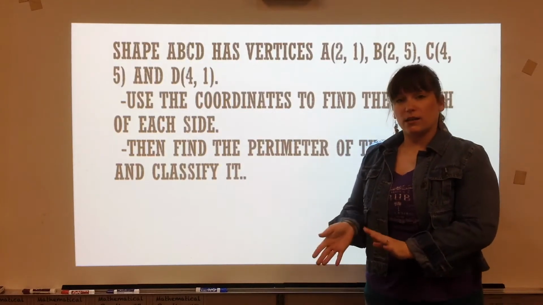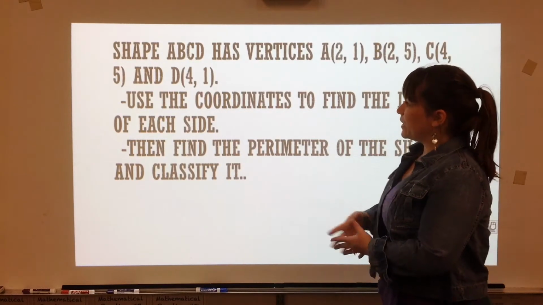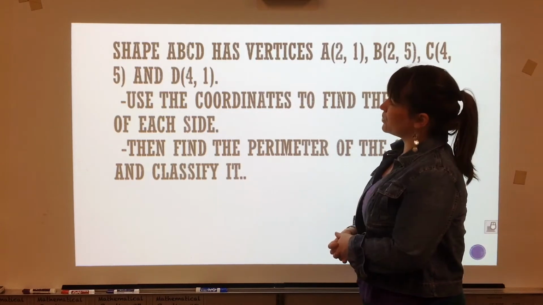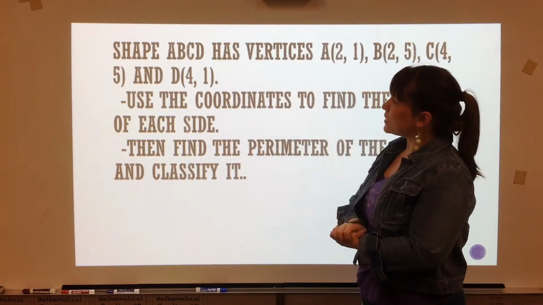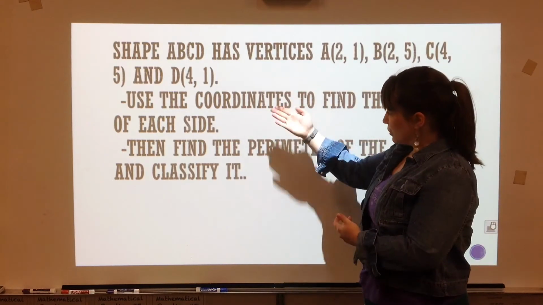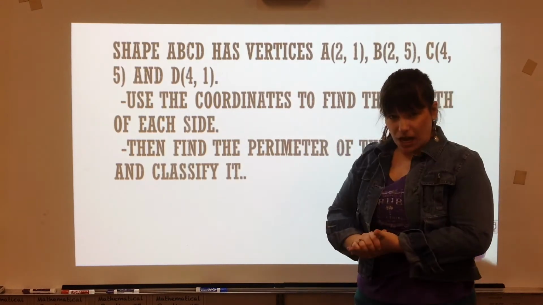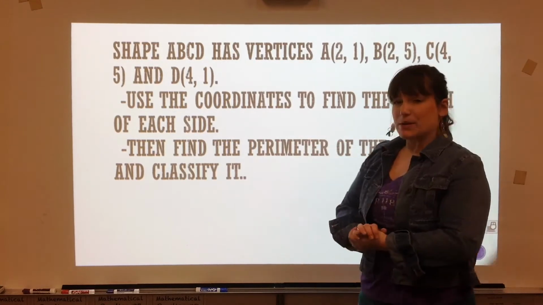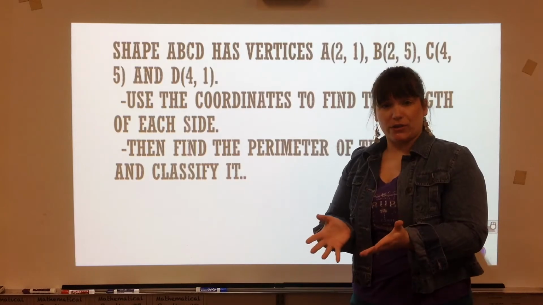This one is exactly like the other one, so I want you to try it on your own first and then resume to check and make sure you got it right. So ABCD has vertices A, B, C, and D, and we're going to use the coordinates to find the length of each side again. You have to do all 4 sides, and then find the perimeter and classify the shape. Go ahead and give it a try.